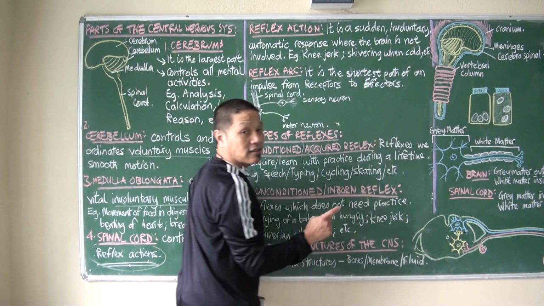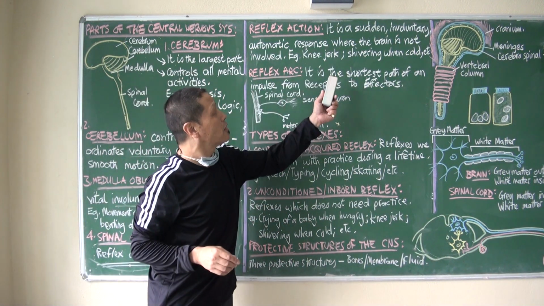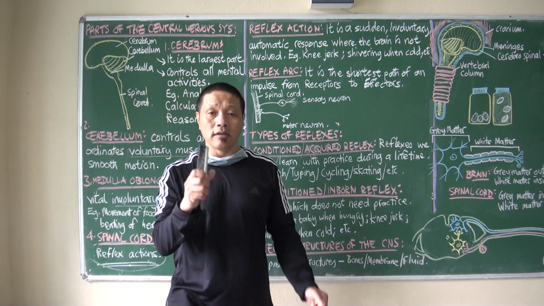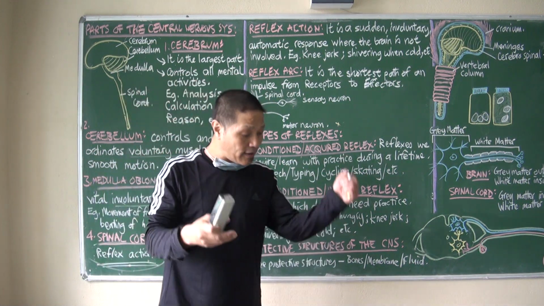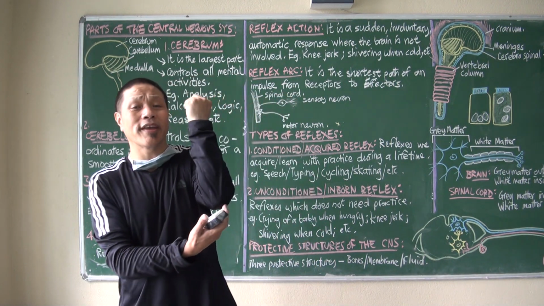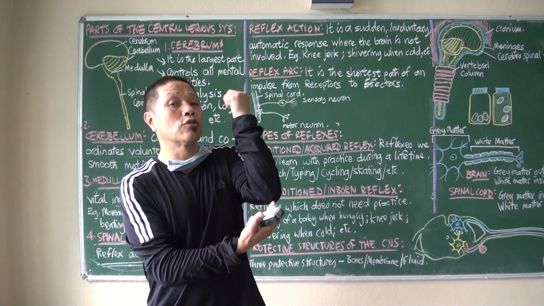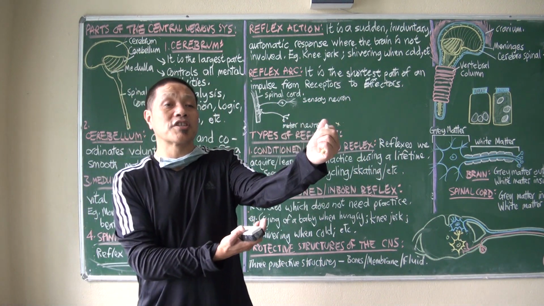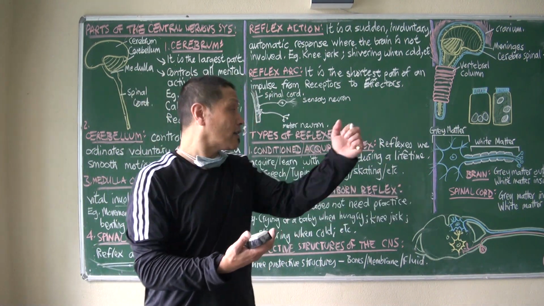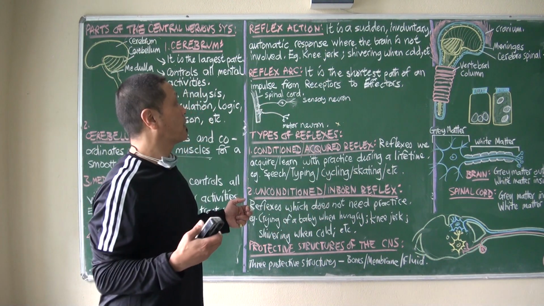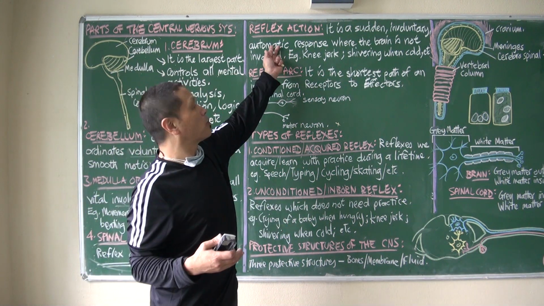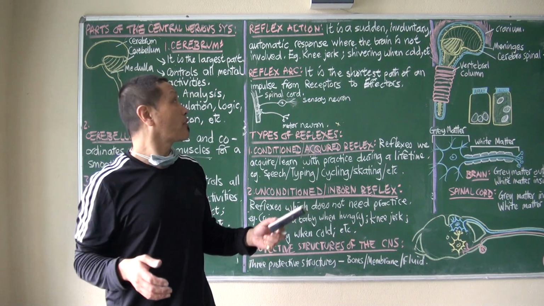Reflex action is a sudden, involuntary, automatic response where the brain is not involved. For example, a knee jerk or an elbow jerk. Let's say this is a hammer, and if I tap somewhere on the elbow, somewhere here, my elbow begins to jerk, and I can perceive an electrical shock kind of experience, and my hand jerks. But that is not controlled by my will. It just happens suddenly and on its own. It's automatic. So that is a reflex action.